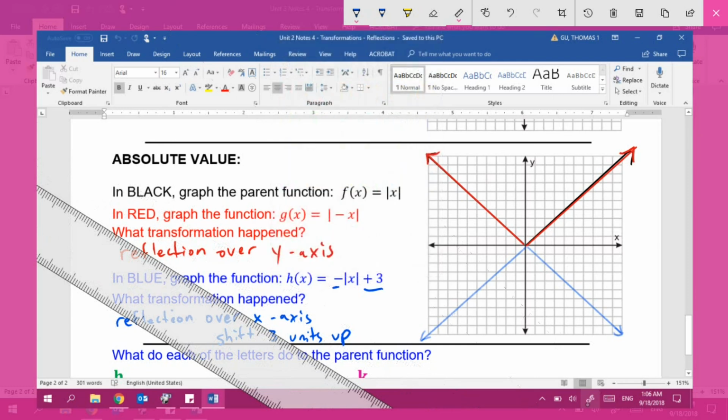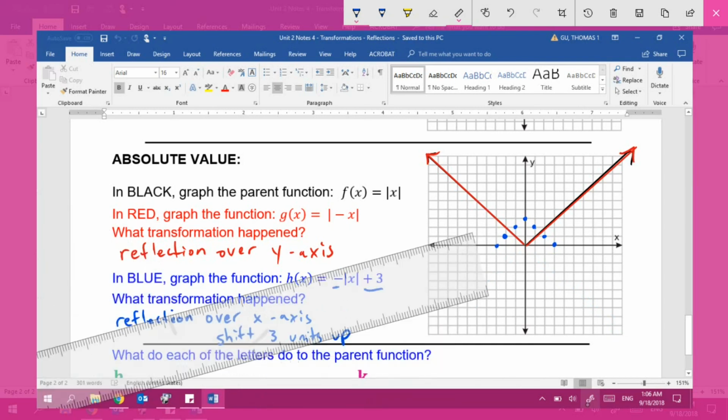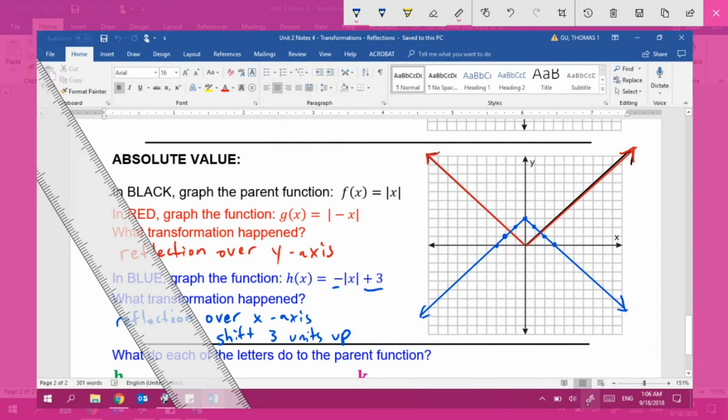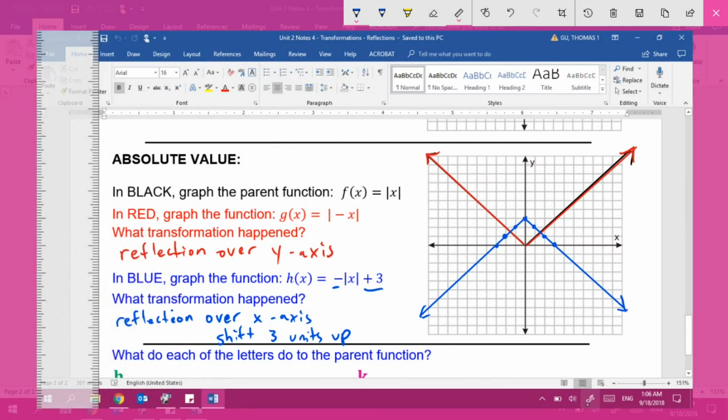So I'm going to take some of the points from my absolute value function. We know negative 2, so I'm going to go up 3 units from here. So 1, 2, 3. So that's one of the points. 1, 2, 3. That's another point. 1, 2, 3 right here. Right there, there, right there. So my new graph is actually going to look like this. And there we have it. So make sure you remember where the negative sign is and which axis that flips it over.